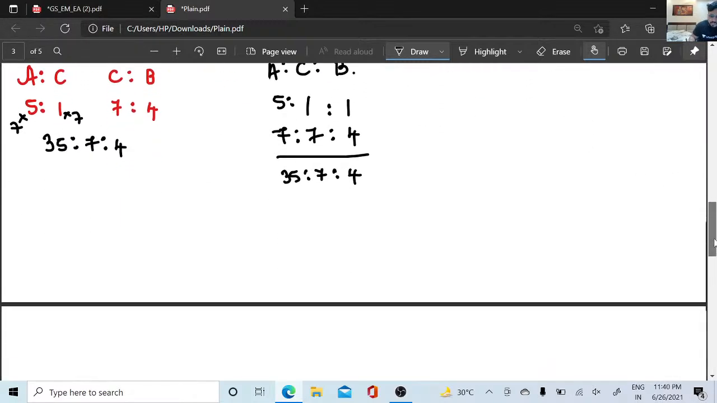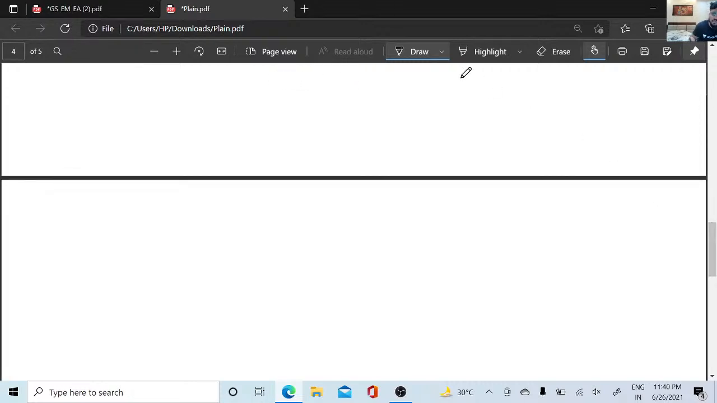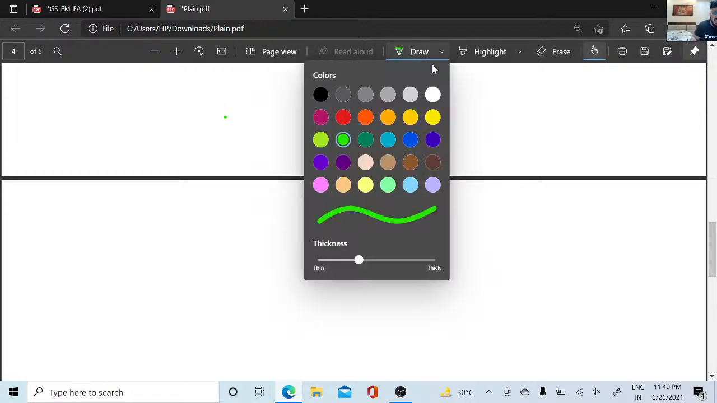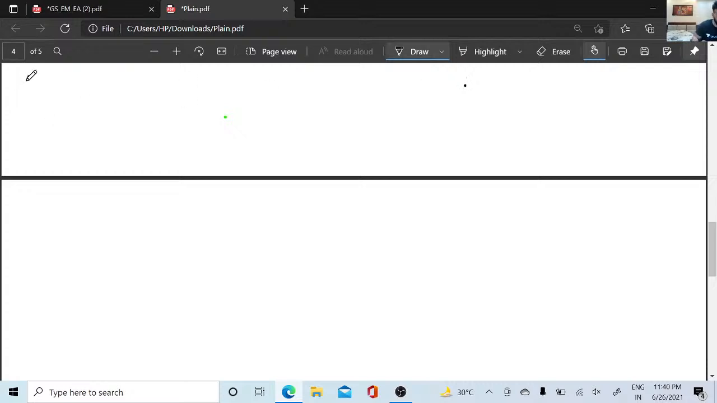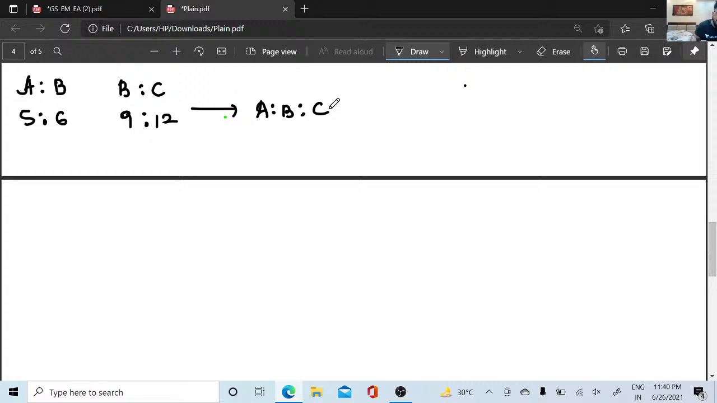What if 4 is given, sir? I have a little more space here, so let me give you an example problem. Please do write it in the comments. I am giving you the value of A is to B is 5 is to 6, and the value of B is to C is 9 is to 12. Write in the comments: what is the value of A is to B is to C? If you are using the recorded lecture, write it in the comments. If you are using the live lecture also, write it in the comments.